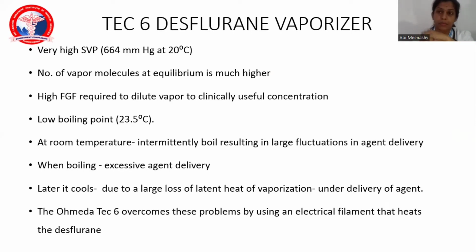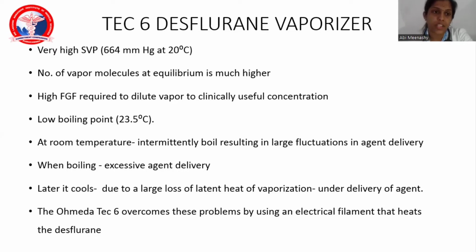There are a lot of vapor molecules, but you don't need so much for your anesthesia maintenance. So in order to dilute this, we need a lot of fresh gas flow to dilute it into a clinically useful concentration. The thing is, it is very much saturated, but you don't want that much vapor. In order to have your usual amount of vapor, you need a lot of fresh gas flow to dilute this. Using a lot of fresh gas flow is not very economical. So that's why it has this very separate type of vaporizer.